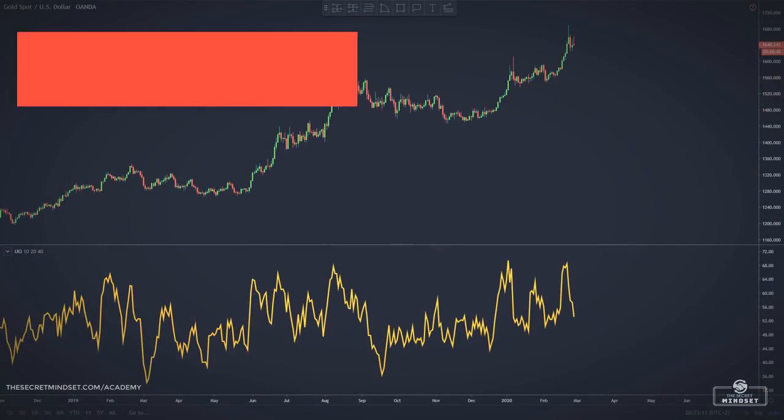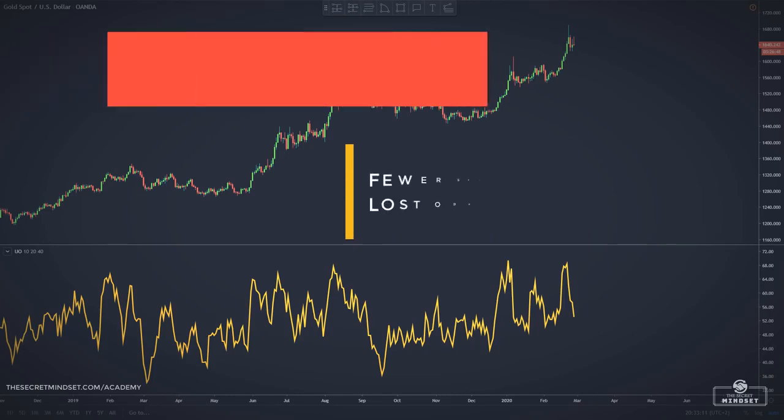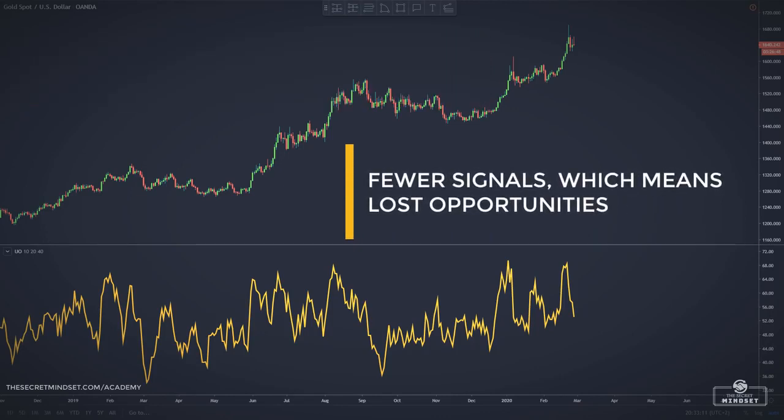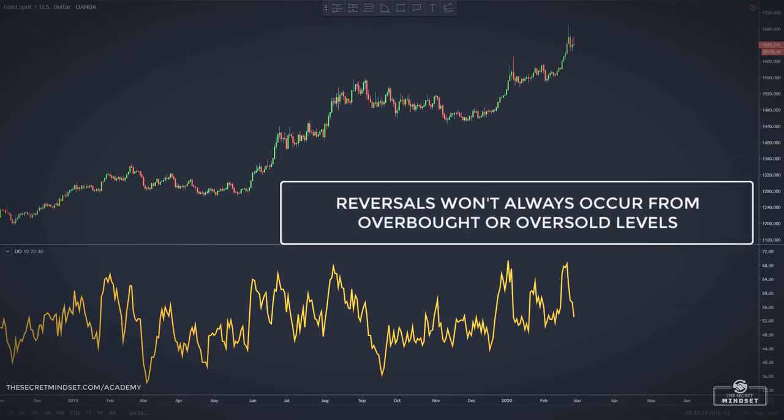The ultimate oscillator, like all indicators, has its own limitations. First, while the multiple timeframe trading method for the indicator may help eliminate some poor trades, it also eliminates many good ones. Second, you must take into account the fact that the divergence is not present at all price reversal points. The market can reverse without any divergence. Also, a reversal won't always occur from overbought and oversold territory.